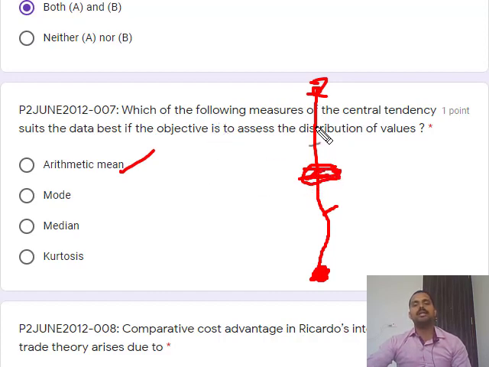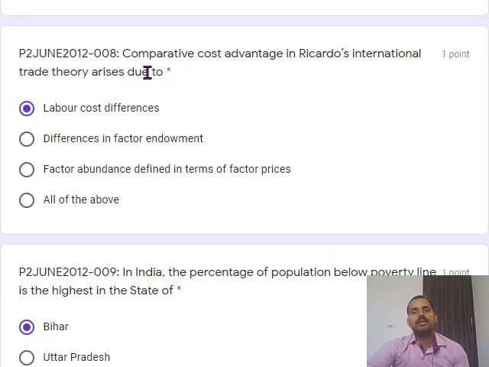So when your objective is to assess the distribution of the values, the median is best because it is not affected by the extreme values. Question number 8 is very easy. Comparative cost advantage in Ricardo's international trade theory arises due to labor cost differences, because Ricardo said that international trade occurs due to differences in the cost of labor. That is, some countries may have cheaper labor than others. But here I will not explain the theory in detail because we will have a separate lecture on this.